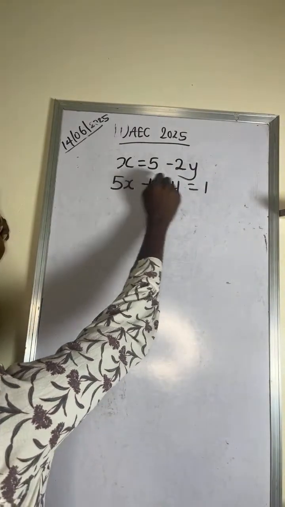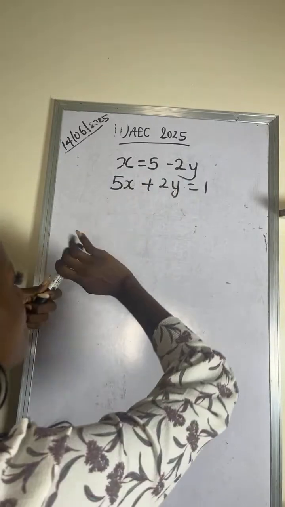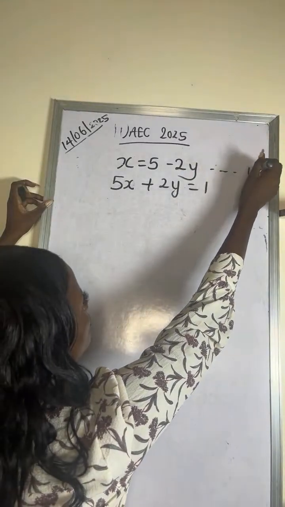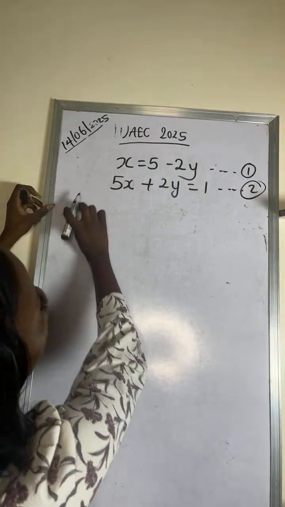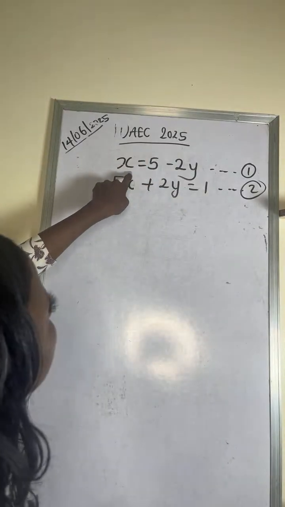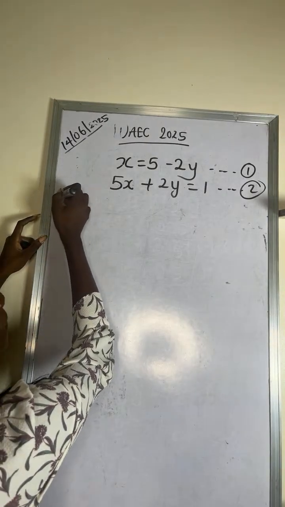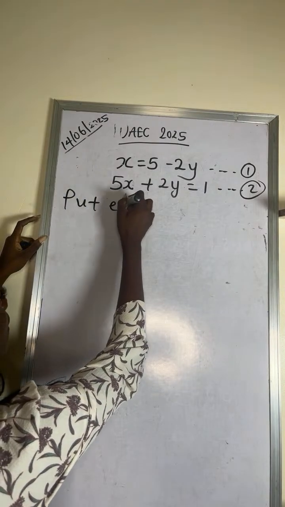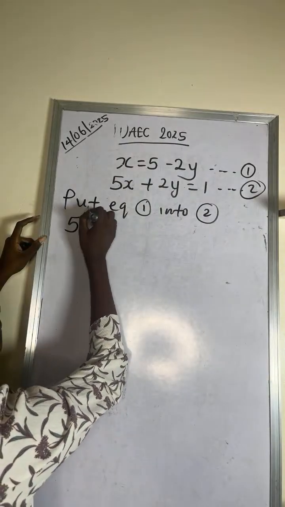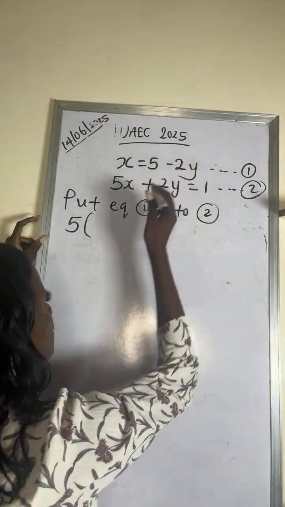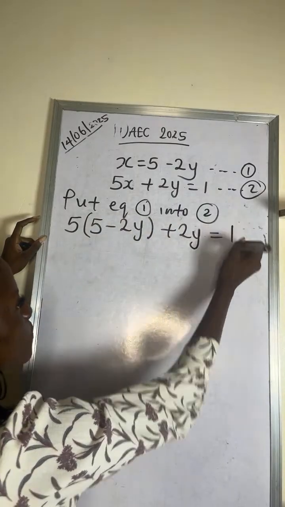I want to rearrange this one, and you're going to see why shortly. Because if I put this one here, it might be longer for us. So I'm going to show you why. Rearranging this, I'll have x. Oh no, if I rearrange it, this will become plus. I don't want that. So no, we're going to just put equation 1 into 2. So we have 5. Instead of x, we're going to put this value: 5 minus 2y plus 2y equals 1.